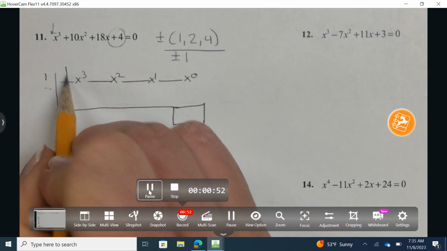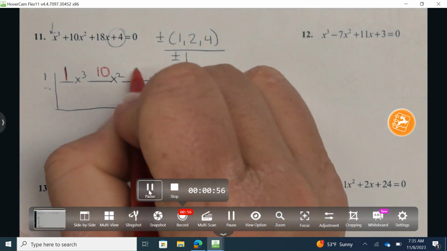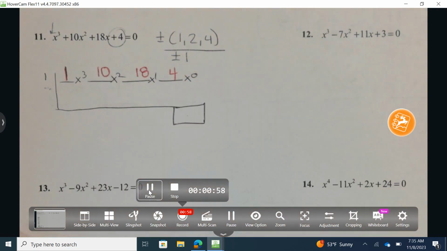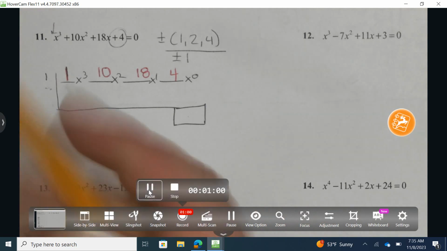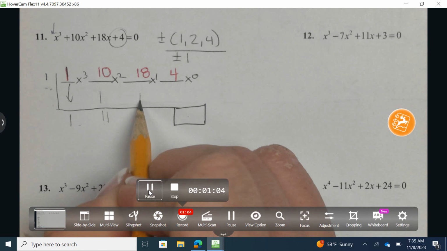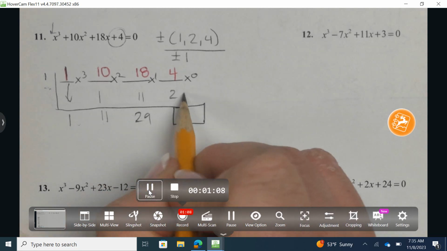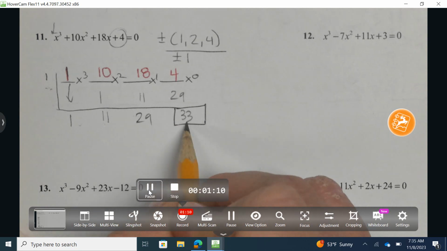So I have a 1 as a coefficient, then 10, 18, and 4. All right, I'm going to drop down the first number, multiply, add, multiply, add 29, multiply, add, and get 33. I need 0.